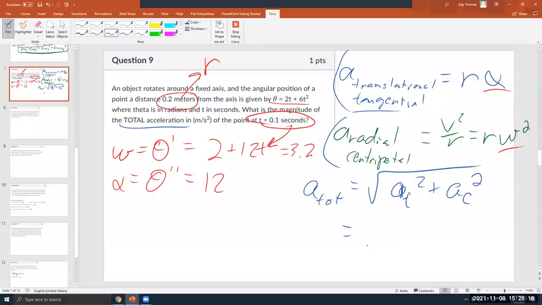A general expression here is that this would be the square root of r squared. Well, you could actually just factor out the r. I'm not really sure that this is going to be beneficial to anyone, but you could factor out an r, and then you have alpha squared plus omega to the fourth. Anyway, you have all those given in the problem, so you can solve from there.